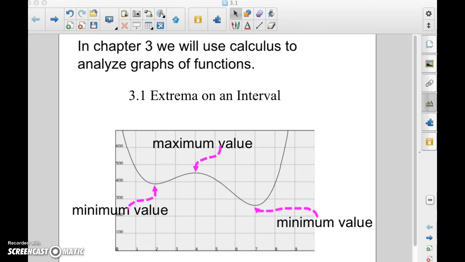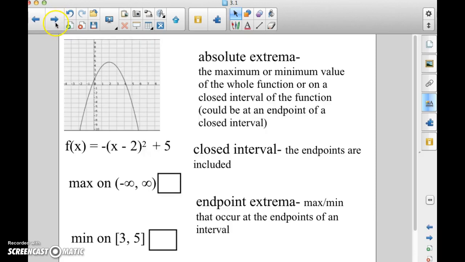Chapter 3, we will use calculus to analyze important features of graphs of functions. So today we're talking about extrema on an interval. Extrema are maximum values or minimum values. Absolute extrema are one type of extrema we'll talk about in section 3.1. We'll focus on absolute extrema.